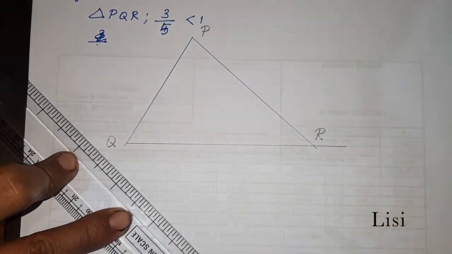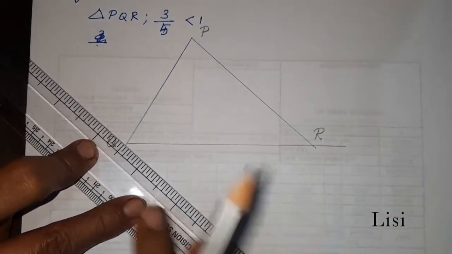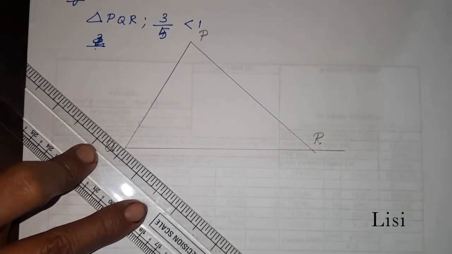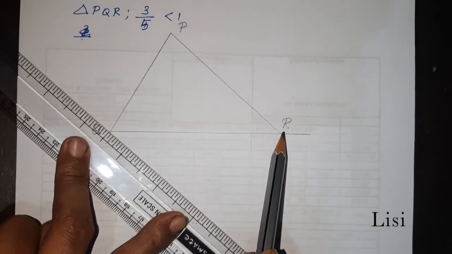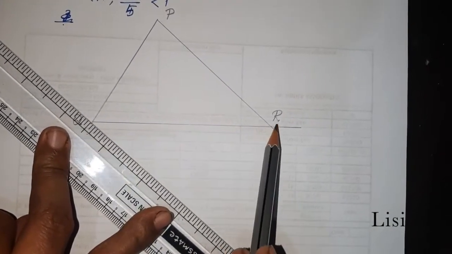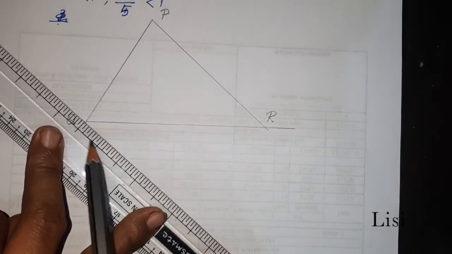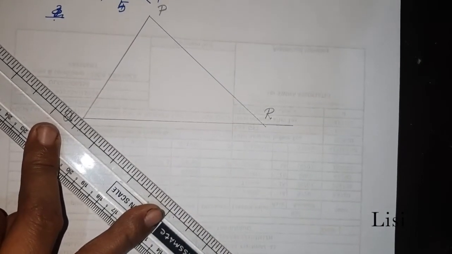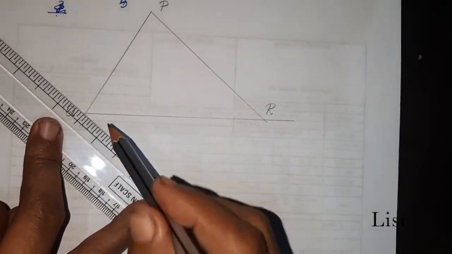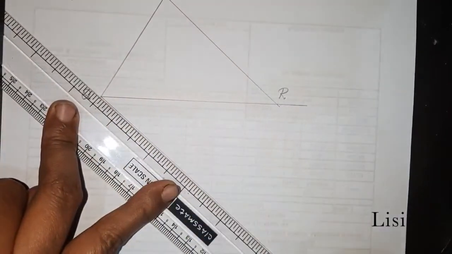Now draw a line below the line QR, or else you can say draw a line opposite to P, to the line QR. See this angle Q, that is R, Q and the extended line, it should not exceed 90 degrees. It should be an acute angle. Clear? Mark it as X.